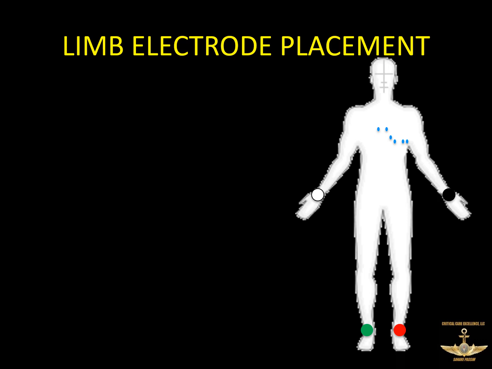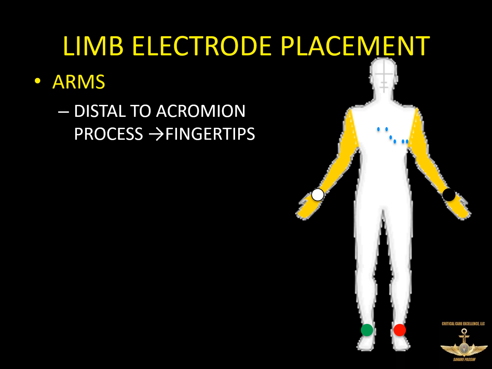When we look at our limb electrode placement, our arm electrodes, so our right arm and left arm, our white and black electrodes, need to go distal to the acromion process down to the fingertips. So anywhere basically between the point of your shoulder and all the way down to your fingertips is an appropriate placement for your arm electrodes. And I typically like to put them where you see on the screen there, down near the wrist. I do that for a couple of reasons. Usually people's wrists are much more accessible than their shoulders or their chest. And most people on the inner aspect of their wrist tend to be hairless, so you don't have to do a whole lot of prep there.